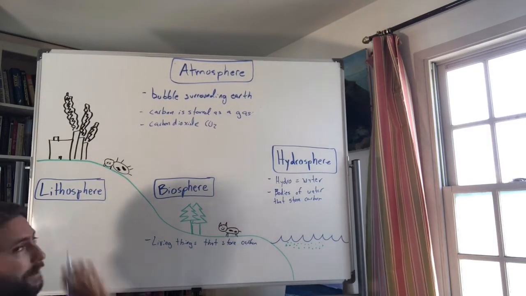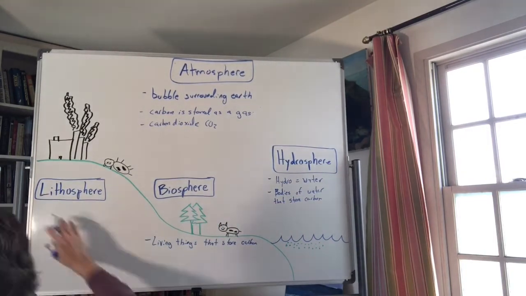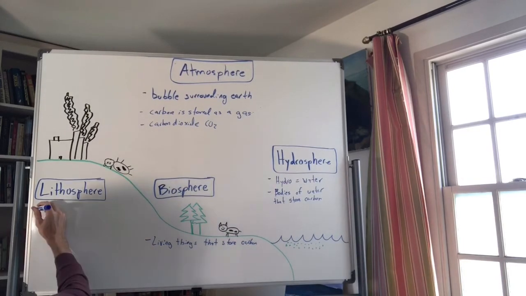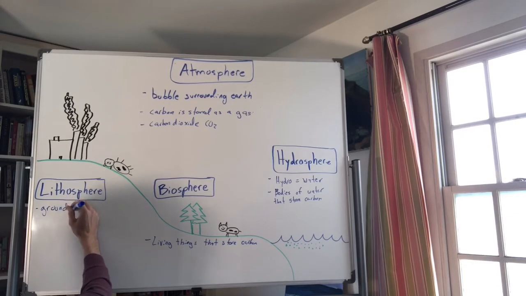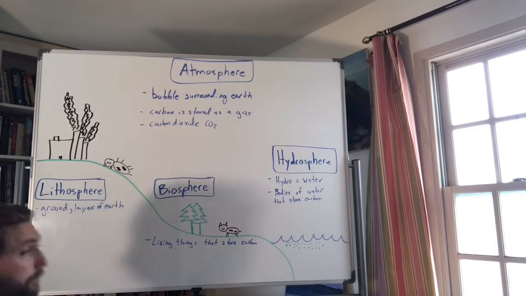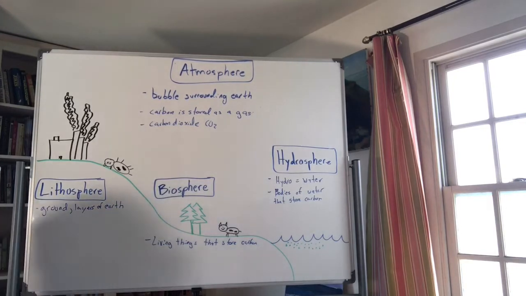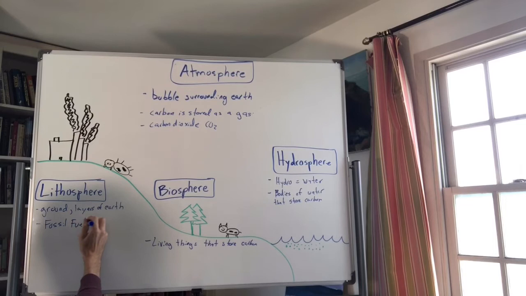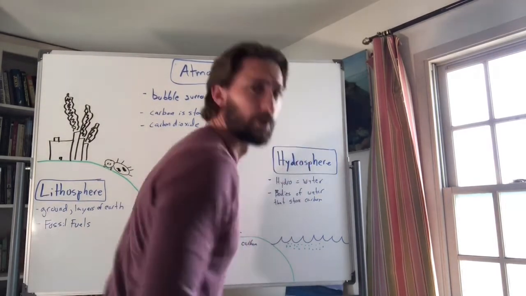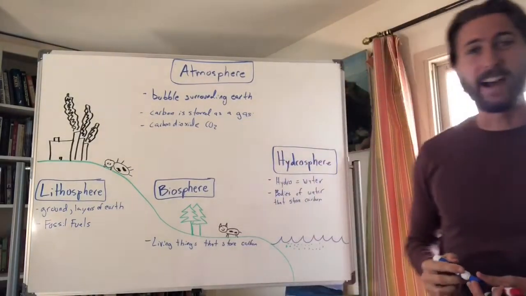And then the last one we have is called the lithosphere. So the lithosphere is actually the ground, right? You can think of it as the ground, layers of the earth, soil, right? You can also find carbon in the dirt, more or less, right? In the ground. So you find carbon in the dirt. You can find it as fossil fuels. And we'll come back to that, all right? So those are the 4 reservoirs where we can find carbon.